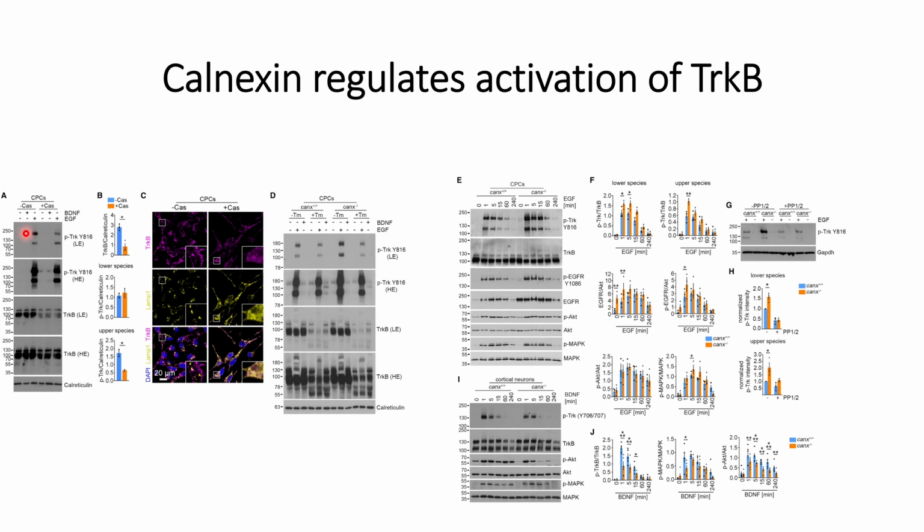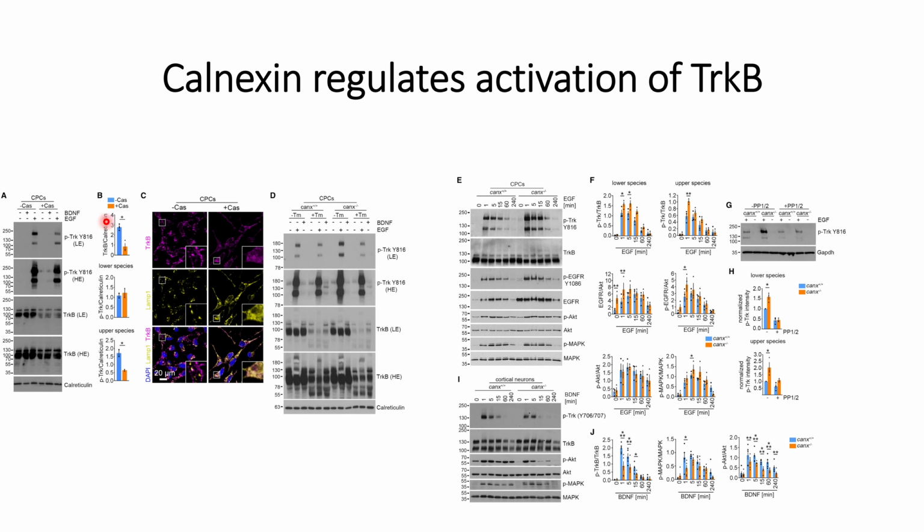However, when they introduce the inhibitor, Cas, what they have seen is a reduction in the phosphorylated TrkB formation, or phosphorylation at the Y816 amino acid site, in both the low expression and high expression cases, compared to the case where there is no inhibitor. So this indicates that the interaction of TrkB with Calnexin helps in the activation of TrkB, and the quantifications of this are shown here.